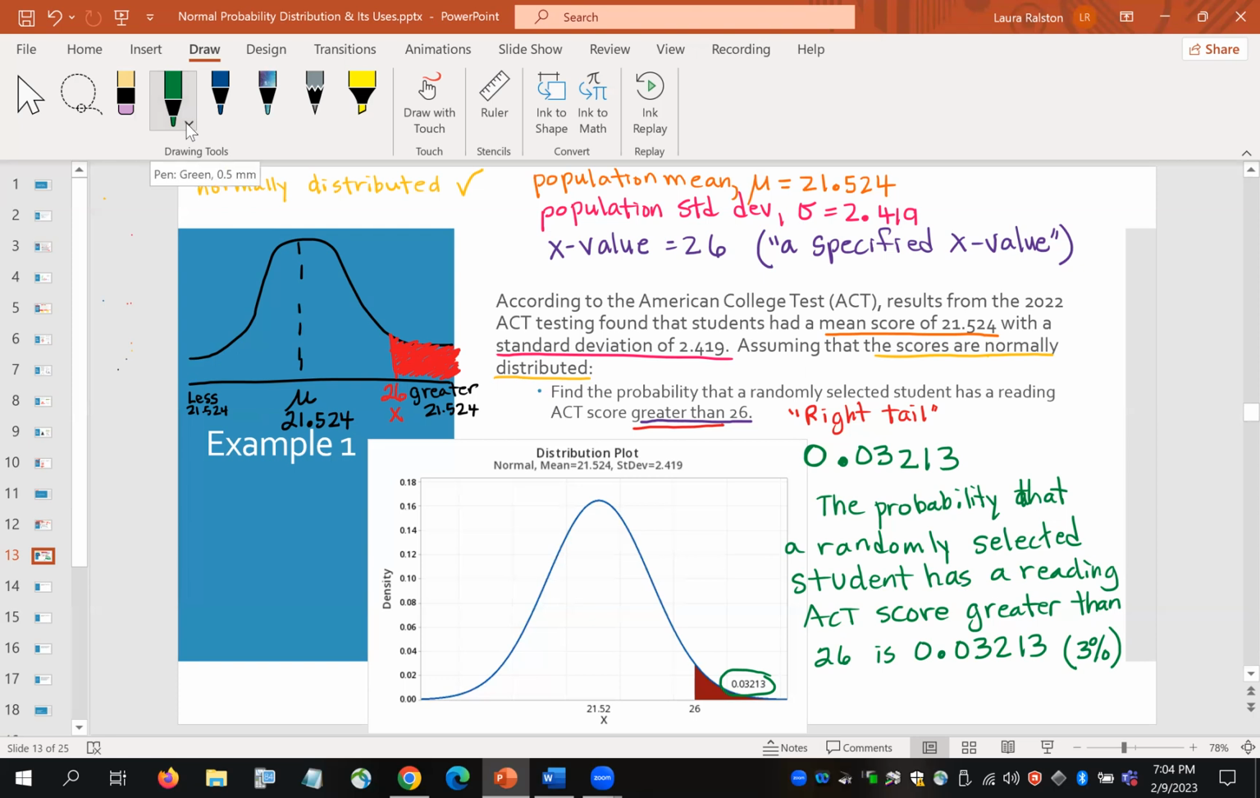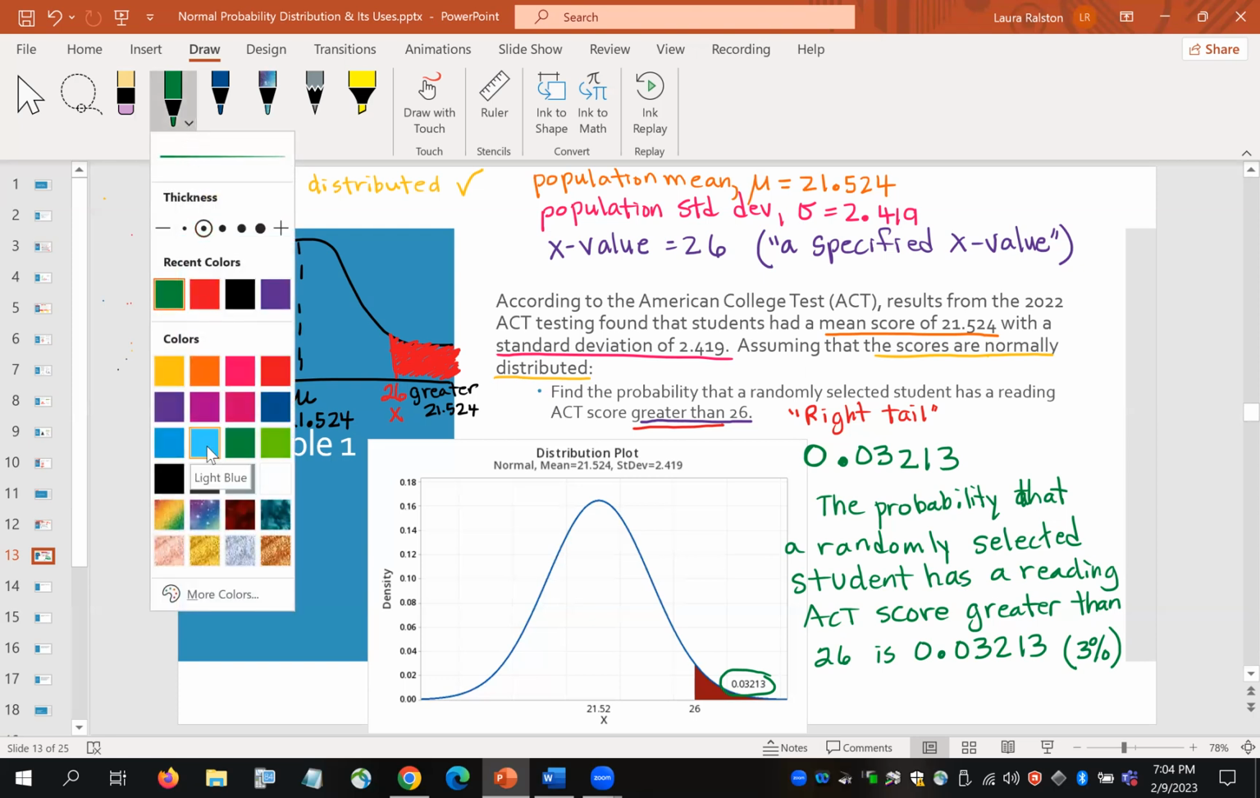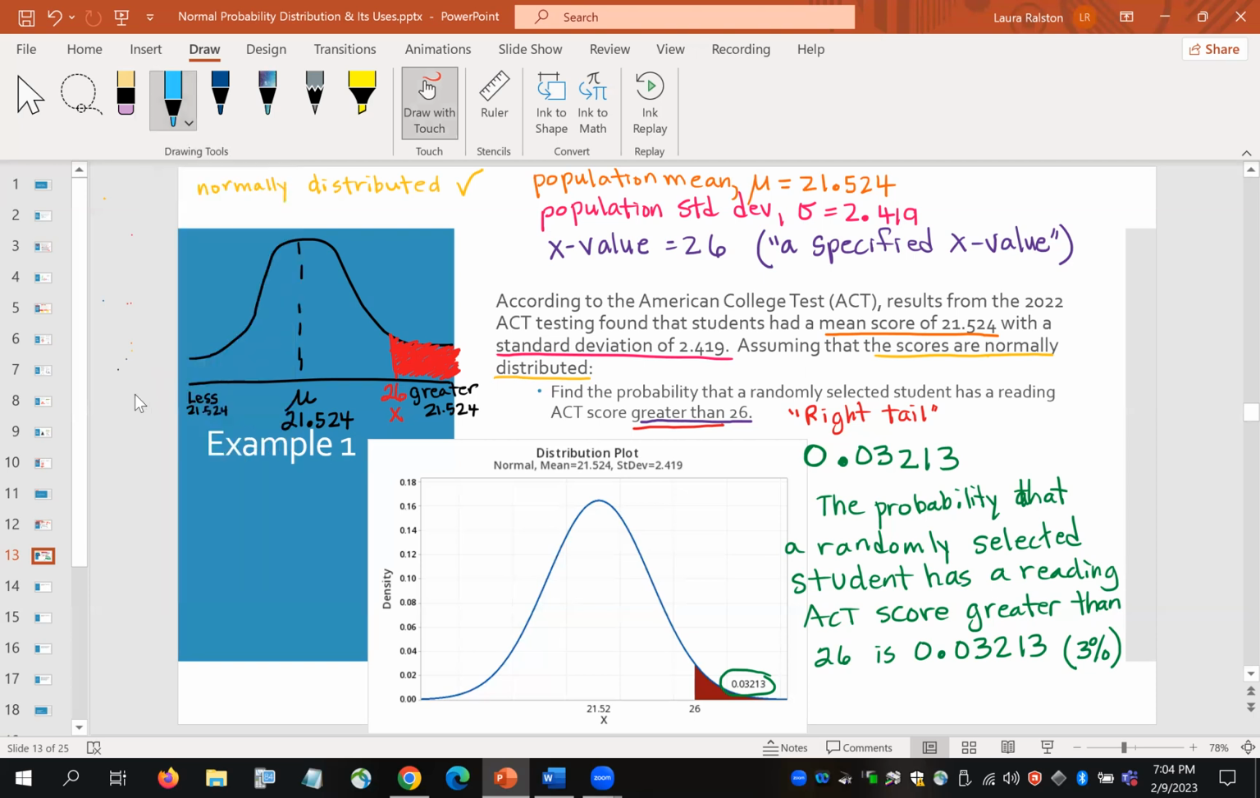Not a real good chance. The other thing that I want to emphasize here is that this says a randomly selected student. So we're only considering one student. And I point that out because next week we're going to look at what if we're going to consider 5 students at the same time or 10 students. Tonight, we're only looking at 1. Okay, let's do another one.